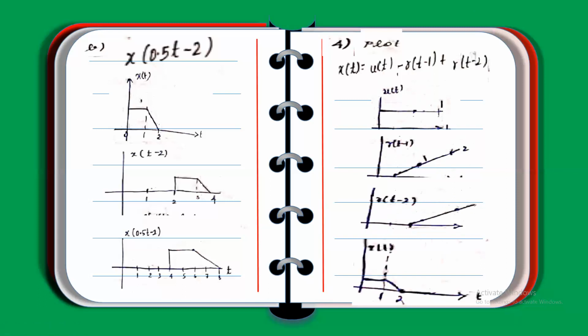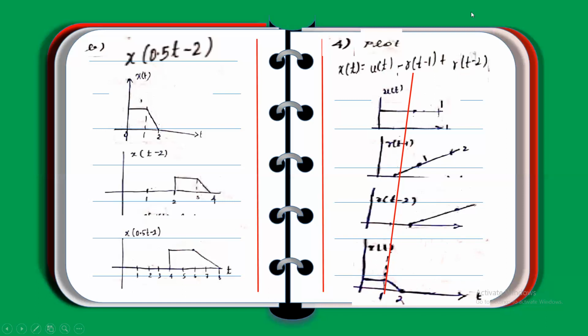Let us consider the interval 0 to 1. We can see that u of t is present between 0 to 1, r of t minus 1 is not present, r of t minus 2 also not present. So x of t equation becomes u of t minus 0 plus 0, that is u of t itself. We can draw this part of x of t.